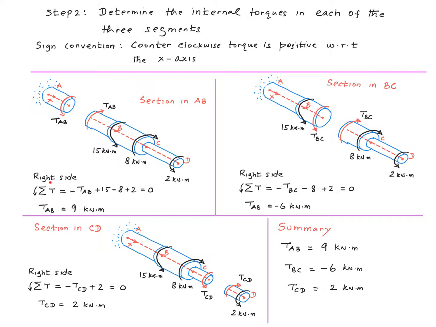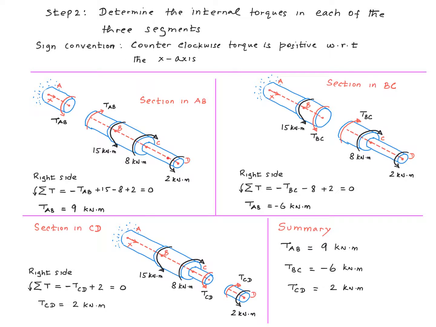So these are the details for sectioning in the segment AB. Here's the right side, here's the left side. I'm marking this torque TAB in accordance with the sign convention, so that will be the positive direction for TAB. And of course on the other side, TAB is going to be acting in the opposite direction. Magnitude is the same, directions are opposite.